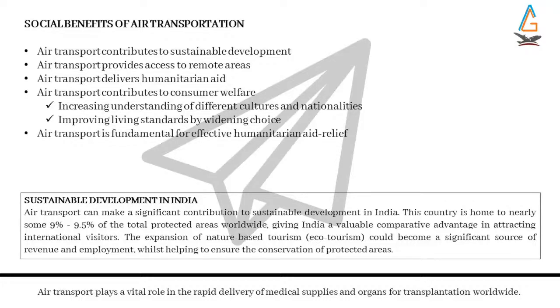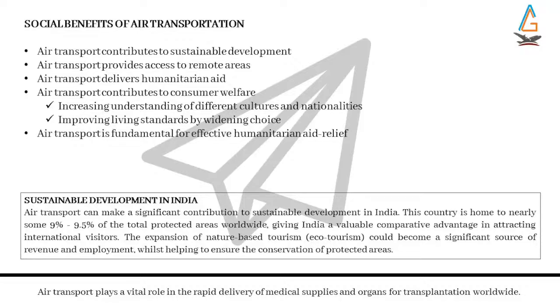So with this, we have five different points you have to touch in order to understand the social impact, or in other words, how does air transportation impact society? We have seen the economic impacts, now we are going to see the social impacts. To understand social impacts, you need to know what the benefits are. So we have 5 points, and we have to cover all of those.